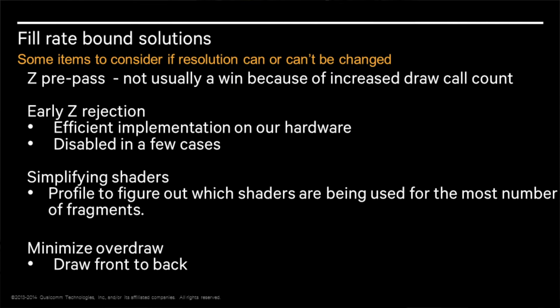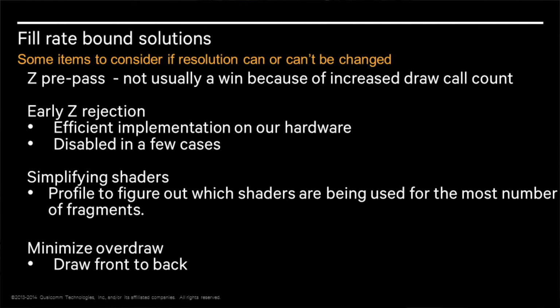Now, a Z prepass, where the scene is rendered twice, once to render just the depth buffer and a second time to render the color buffer with expensive shaders, is usually not a win on mobile hardware due to the overhead of the increased draw call count of doing both renderings.